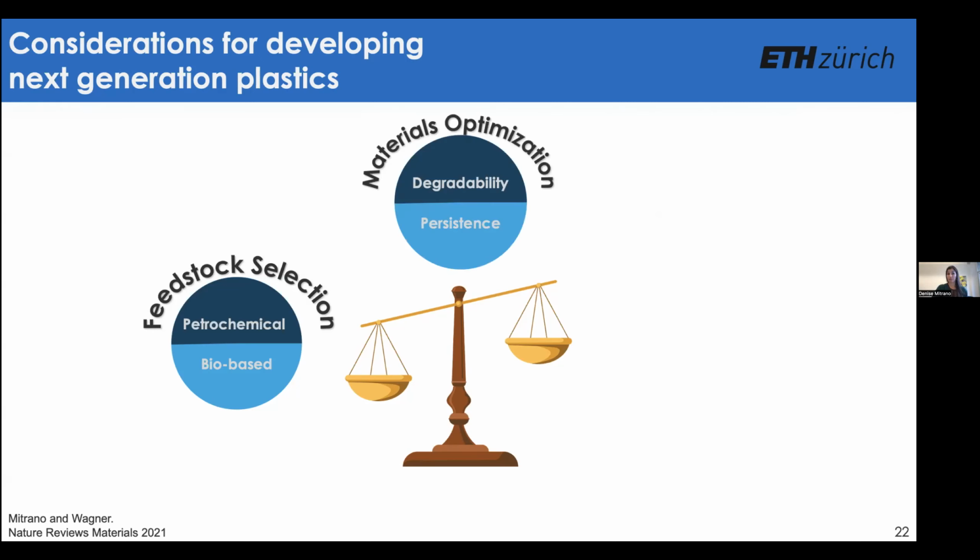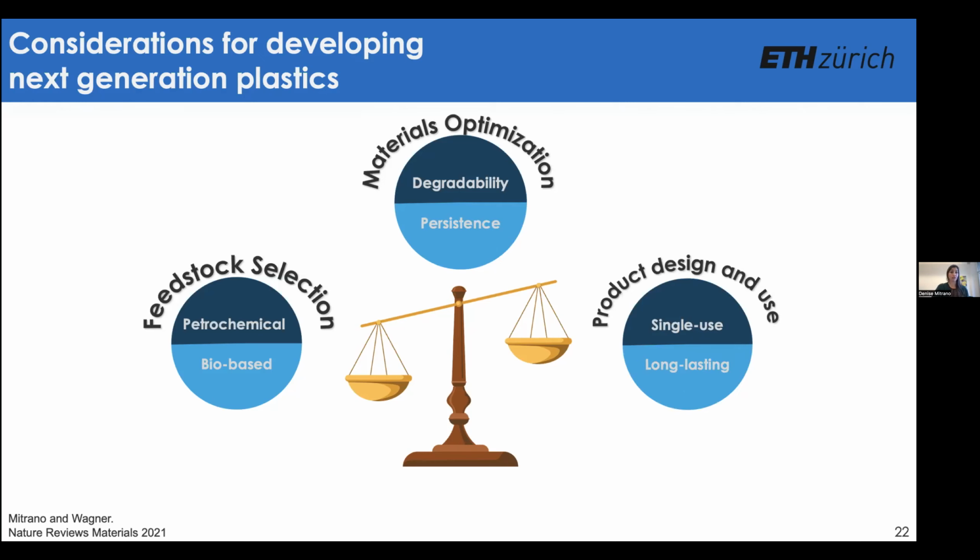We can have better material optimization. So do we want biodegradable plastics or those that are more persistent? Biodegradability is often said in the public media to be the solution to plastic pollution, but biodegradability itself is really dependent on where the plastic ends up, and it doesn't necessarily mean that a biodegradable plastic, which is suitable to biodegrade in a compost, would actually biodegrade when it's in the ocean.